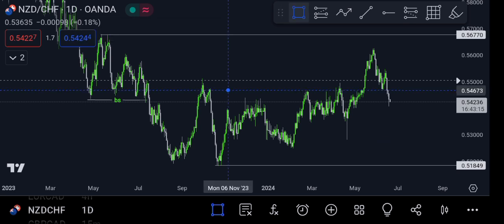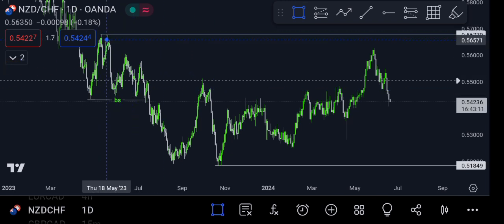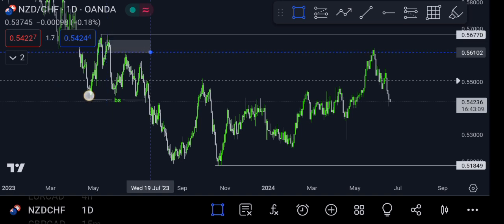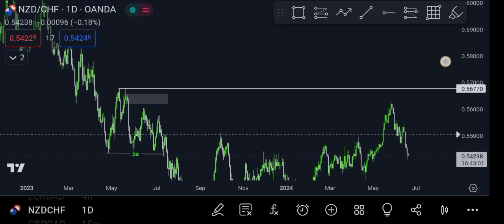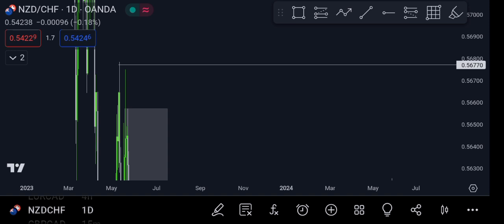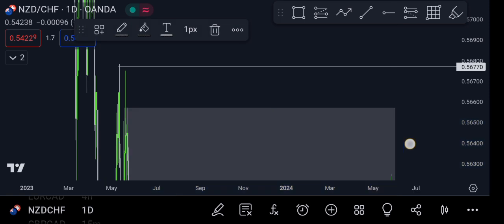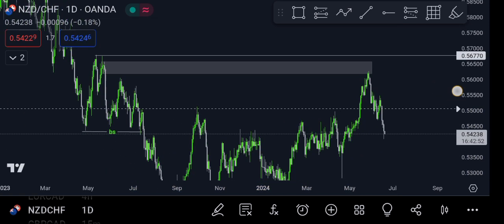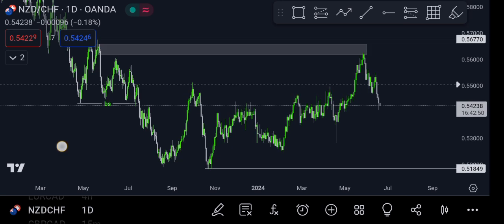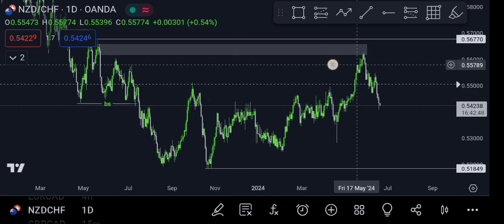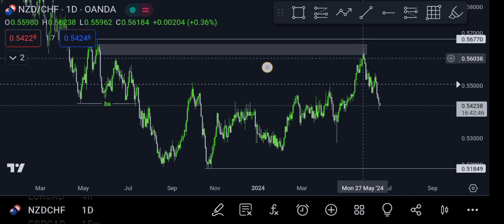So after marking our swing points, we need to mark our order blocks. This is a clear order block that I see here. Beautiful order block here. As you can see, guys, on the daily time frame, price came here to our order block.